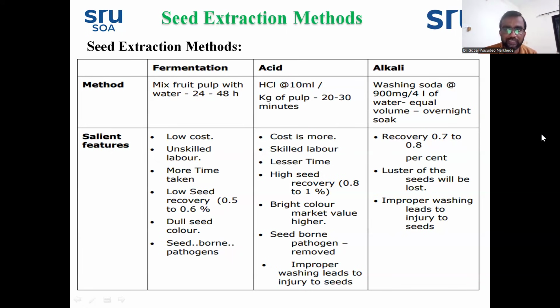Then the second type is the acid method. In the acid method, hydrochloric acid or sulfuric acid will be used at 10 ml per kg of pulp. You have to mix this fruit pulp with hydrochloric acid at 10 ml per kg for 20 to 30 minutes. As it requires acid, the cost is more and skilled labor is required for handling of acid. Time will be less. Seed recovery will be high, 0.8 to 1%.